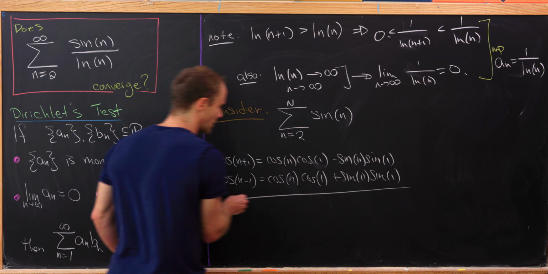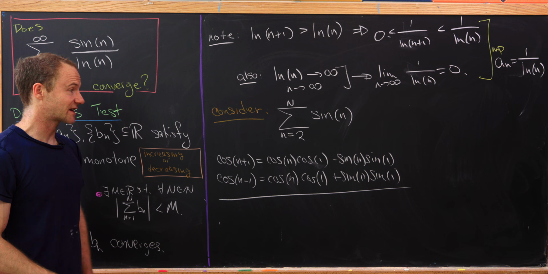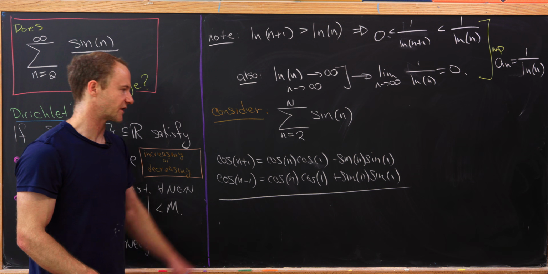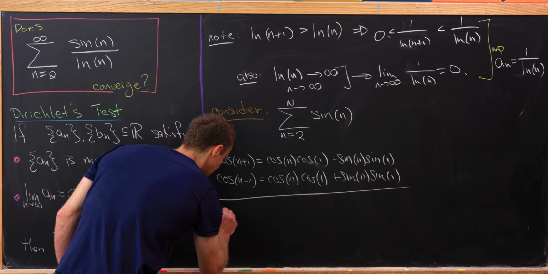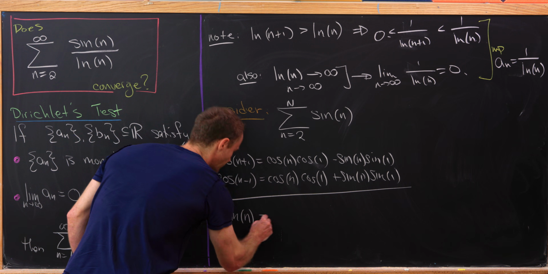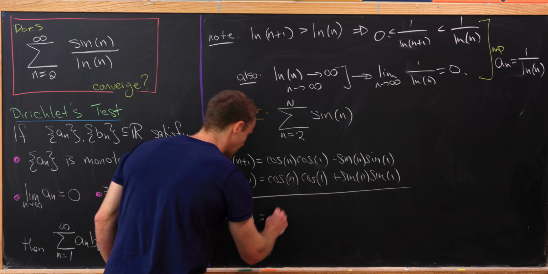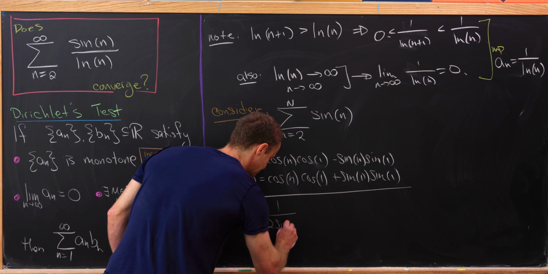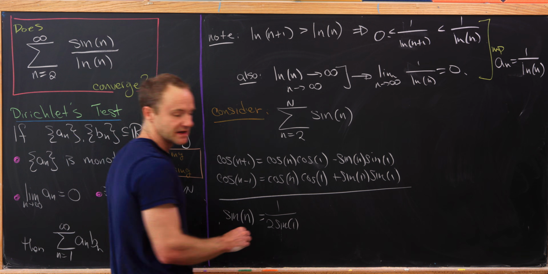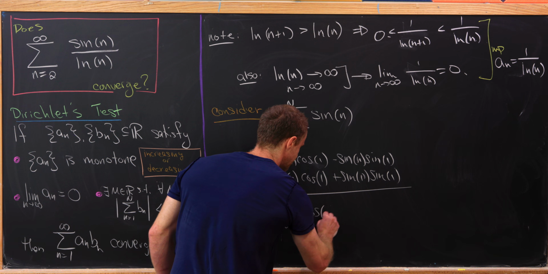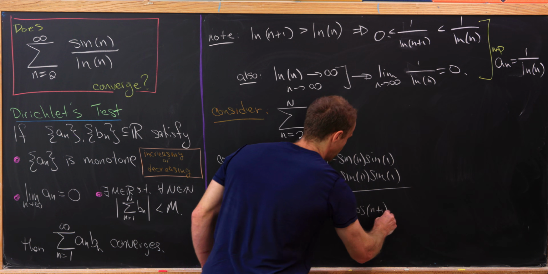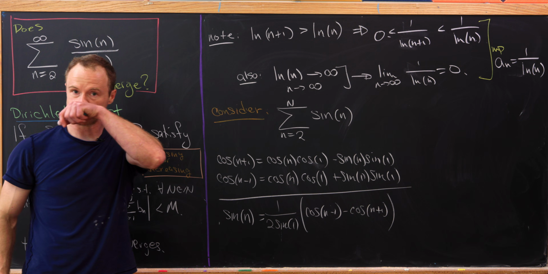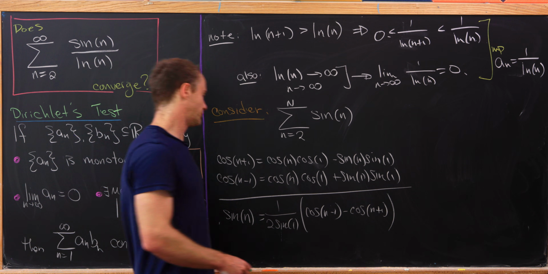But now from here, we could maybe subtract these two equations to cancel out the cosine of n terms and then solve, and you'll see that the sine of n can be rewritten in this kind of crazy way. 1 over 2 times the sine of 1 times cos n minus 1 minus cos of n plus 1. Okay, nice. So now let's put that up here.